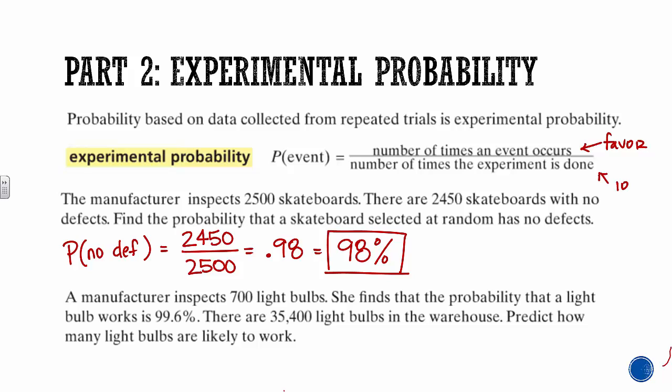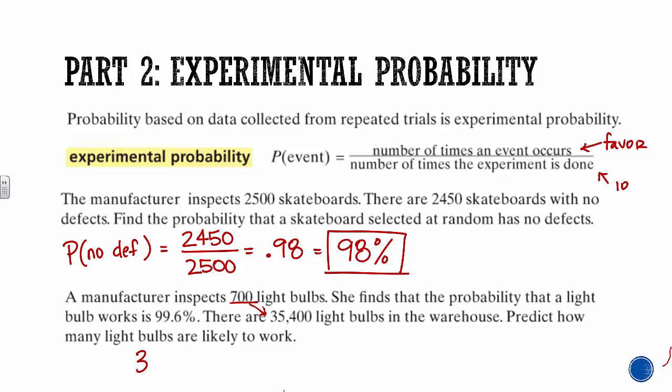A manufacturer inspects 700 light bulbs. She finds the probability that a light bulb works is 99.6%, so most of the time. There are 35,400 light bulbs in the warehouse. Predict how many light bulbs are likely to work. So this, we're going to kind of use the probability backwards. She inspected only 700 and found that for the most part they work. Now we're going to extrapolate this and say that there are 35,400 light bulbs in the warehouse.